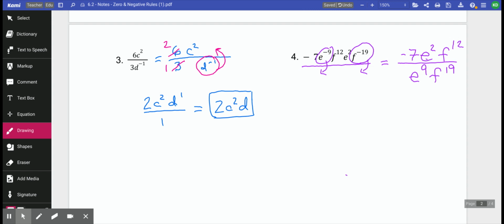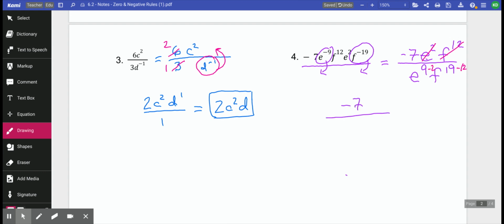There's going to be a lot of times to rewrite here. All right, so we got negative 7. I'm going to put these in order. I'm going to do e to the 2nd, and then f to the 12th. And then the stuff that moved downstairs, e to the 9th, and then f to the 19th. So those should all be positive once we move them. And now I can see that I have e on the top, e on the bottom. I have f on the top, f on the bottom.